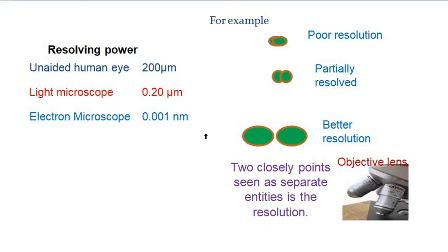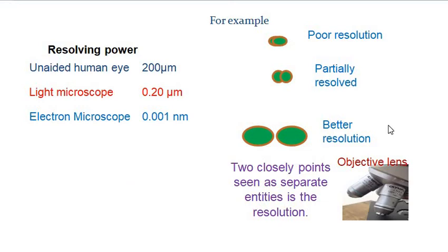So we can see a resolved image up to 0.2 micrometer with the help of a light microscope. The light microscope can resolve two objects that are 0.2 micrometer apart. An electron microscope has a high resolving power, which can resolve finer details up to 0.001 nanometer. So this is the important property of a light microscope, that it can resolve objects clearly.